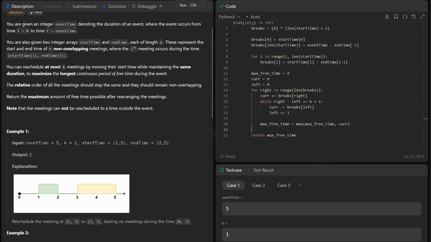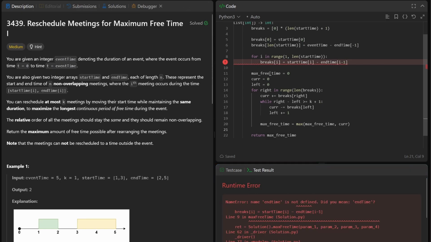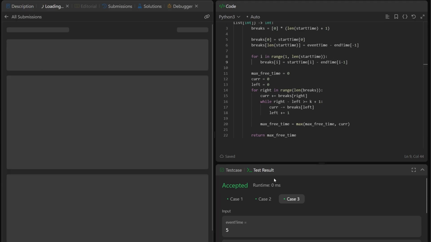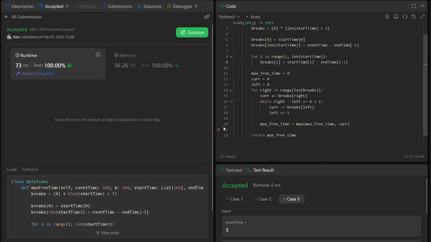So if we run it, okay, end time, typos, love typos. I think that's all of them. So let's try one more time. Okay, great. That passed the tests, so we'll submit it. And perfect. And you can see, well, I guess there's not enough accepted submissions.